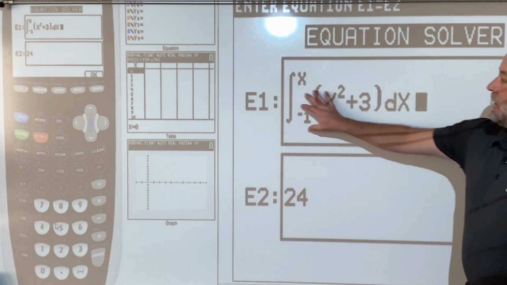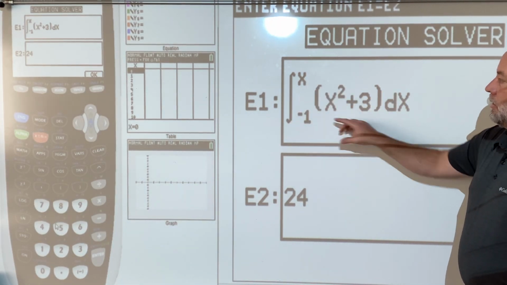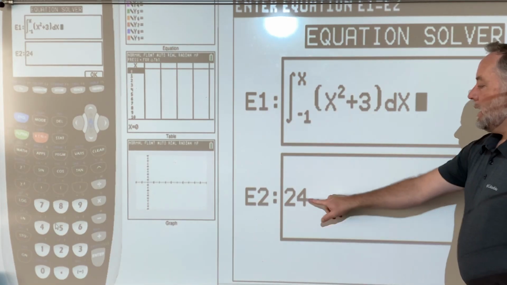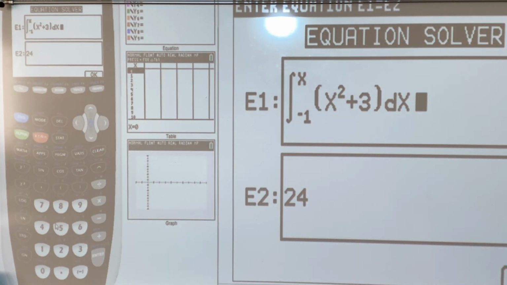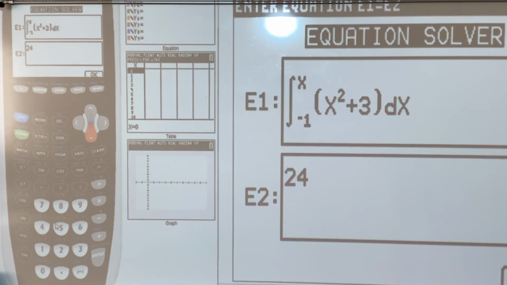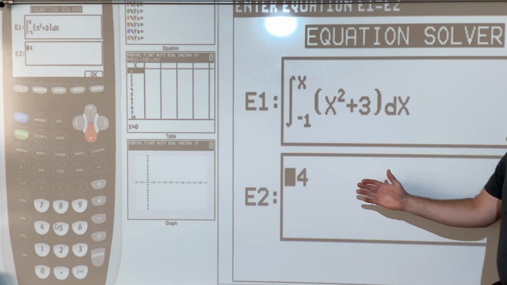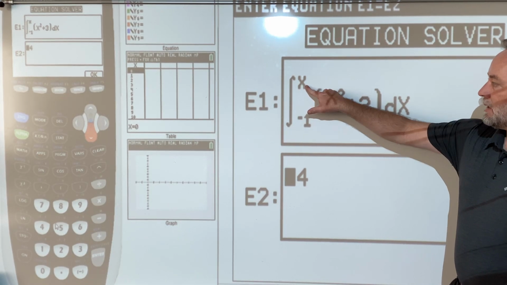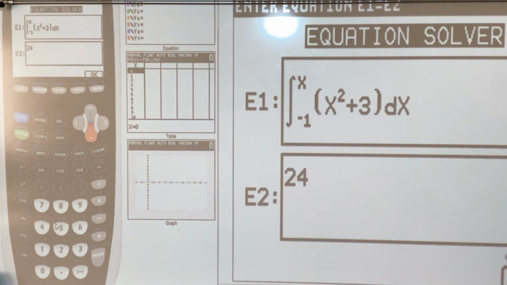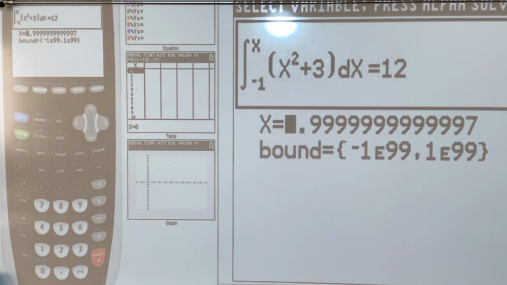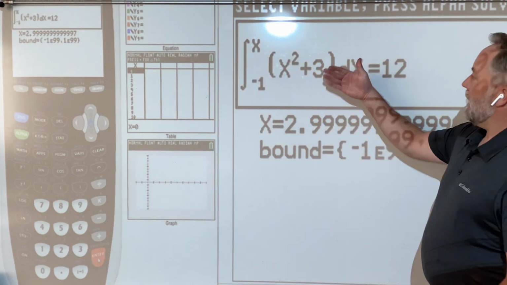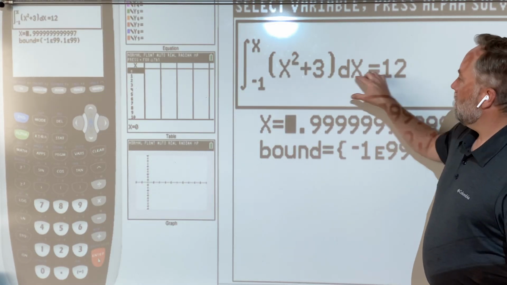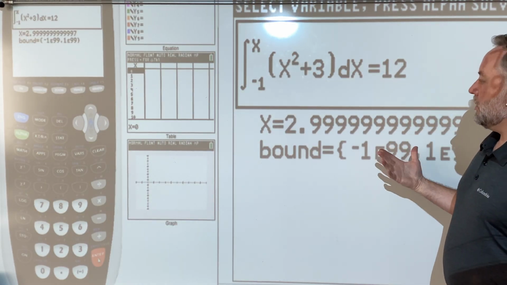Okay, so in equation 1, we put the integral with the unknown upper bound. And then in equation 2, we put the value that we were told the area equaled. And in the question it said that the area under this curve from -1 to some value was equal to 12. So go ahead and put 12 in there. All right, and then you're going to hit enter. And this part can get confusing. So the integral needs to be equal to 12, so that's what we communicate to it.